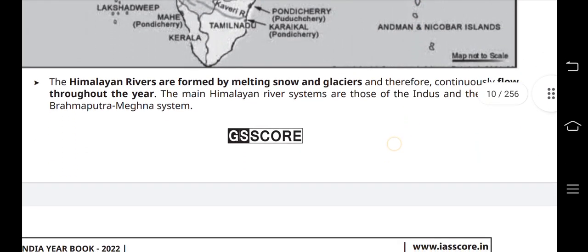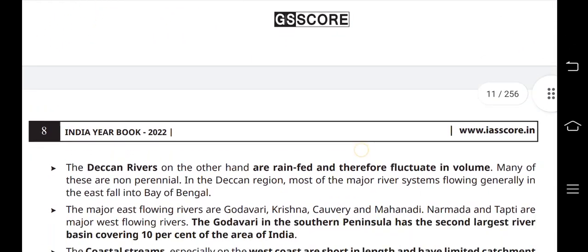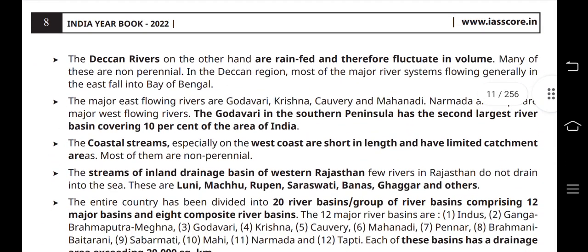The Himalayan rivers are formed by melting snow and glaciers and therefore flow continuously throughout the year. The main Himalayan river systems are those of the Indus and the Ganga-Brahmaputra-Meghna system. The Deccan rivers, on the other hand, are rain fed and therefore fluctuate in volume. Many of these are non-perennial.